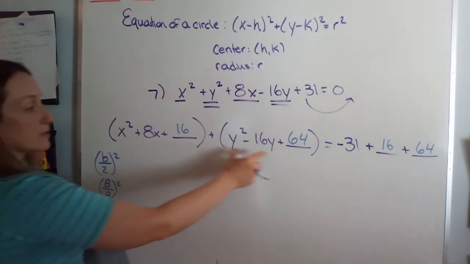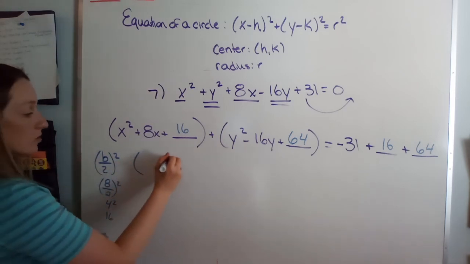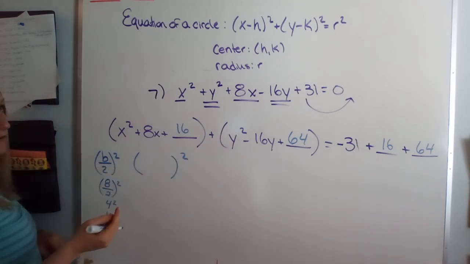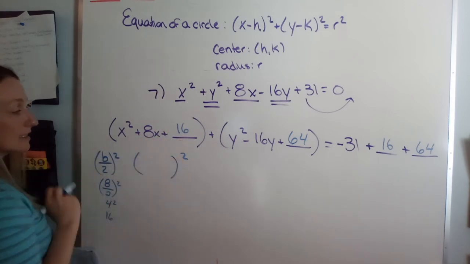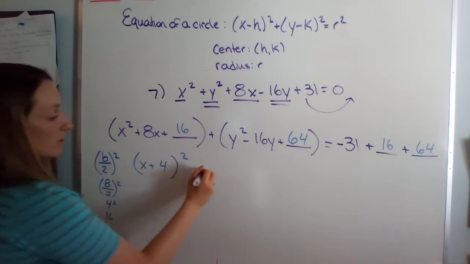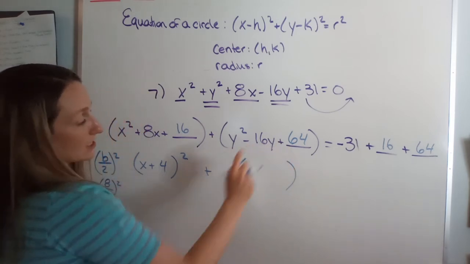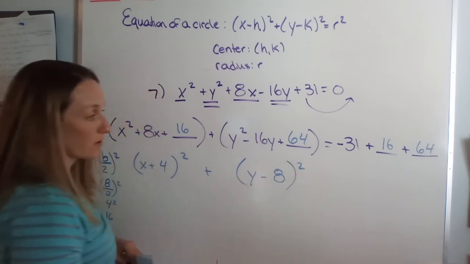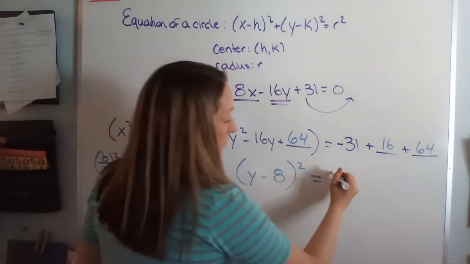Now, both of these sets of parentheses are perfect square trinomials, okay? You're going to factor it into one binomial squared. What number times itself multiplies to 16 and adds to 8? 4 and 4. So it's going to be x plus 4 squared, okay? What number multiplied by itself equals 64 and adds to a negative 16? Y minus 8 squared, okay? And then combining like terms on the other side, and then cheat and look at my finger, is 49.